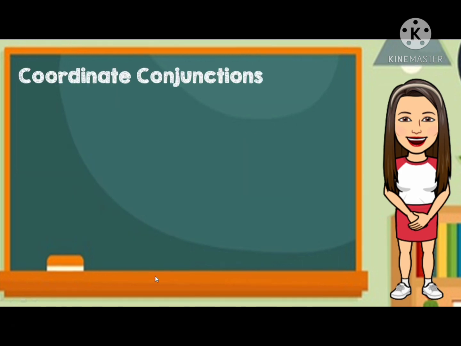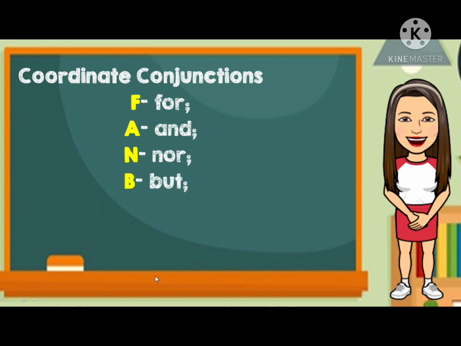Remember the 7 coordinate conjunctions? We have the acronym FANBOYS. F for, A for and, N for nor, B for but, O for or, Y for yet, and S for so. Each of the coordinate conjunctions has a specific function when used in sentences.